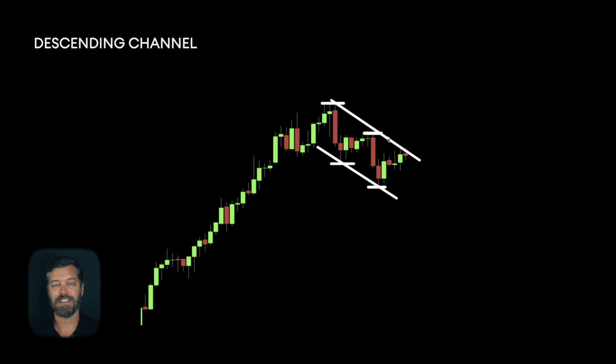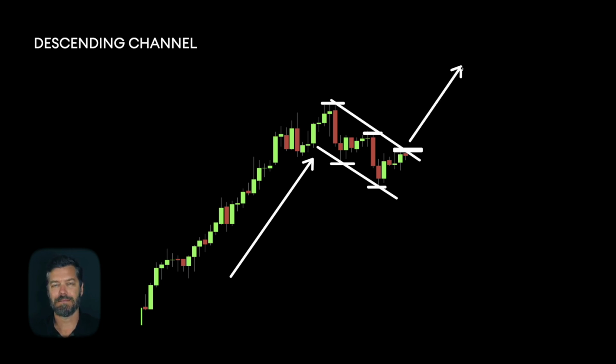In a bullish descending channel, the price starts in an uptrend, but the formation of the descending channel suggests a temporary pullback. Traders often look for buying opportunities when the price breaks out above the descending trend line, signaling a continuation of the uptrend.